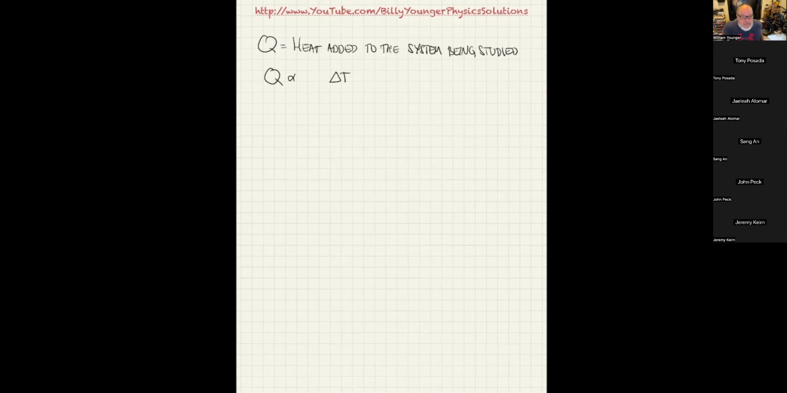Now, let's think about another scenario. If I go to add heat to a particular substance and I want to change the temperature just 1 Celsius degree, say, would it take more heat to be added to 1 gram of water to change it 1 Celsius degree, or would it take more heat to add to 1 kilogram of water to change its temperature 1 degree Celsius? Which one would take more heat, the kilogram or the gram?